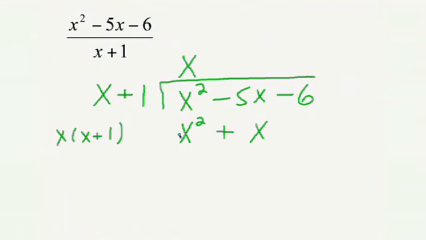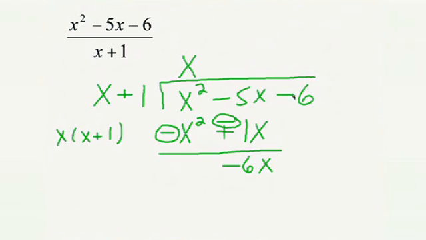Down here, this is positive and this is positive. So I change this sign to negative, and to remind myself that I already changed the sign, I draw a circle around it, and I change this sign to negative. To remind myself that I already did that, I draw a circle around it. And now I add. x squared and negative x squared is 0. Negative 5x and negative 1x is negative 6x. And now bring down the minus 6.